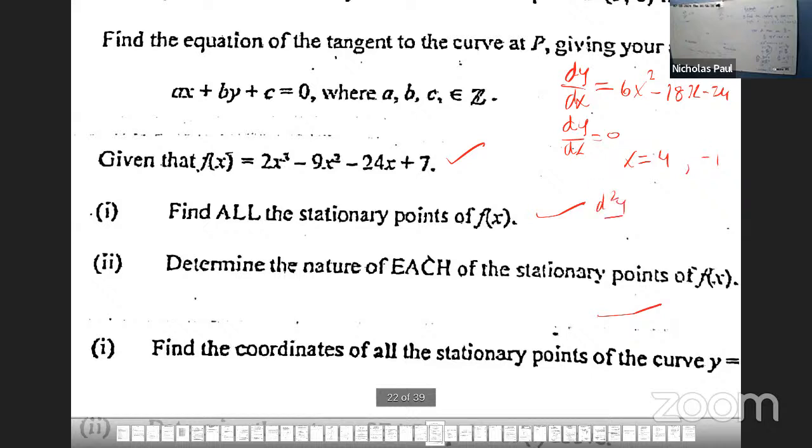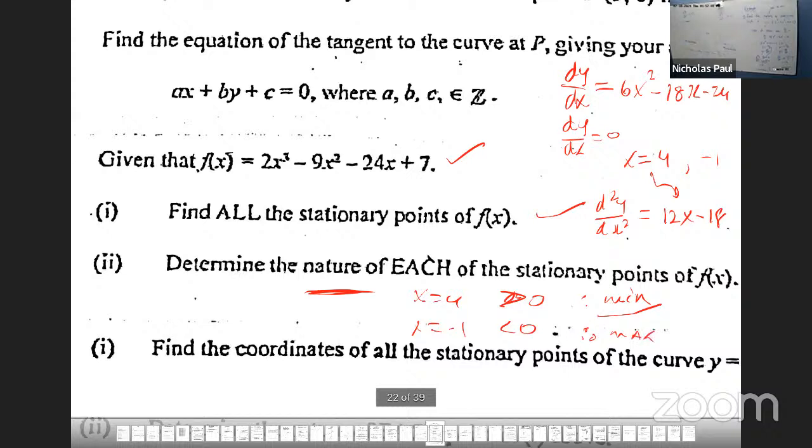What is d2y/dx squared, Kai? 12x minus something. Right. And how to determine the nature? Go back in the x values and see what you get. So when x is 4, I got more than 0, therefore minimum. And when x is minus 1, less than 0, therefore maximum.